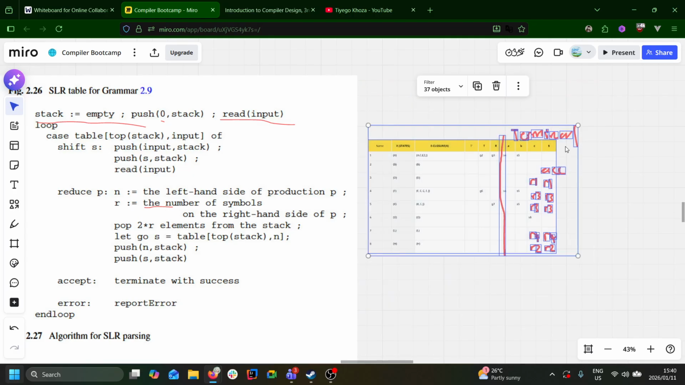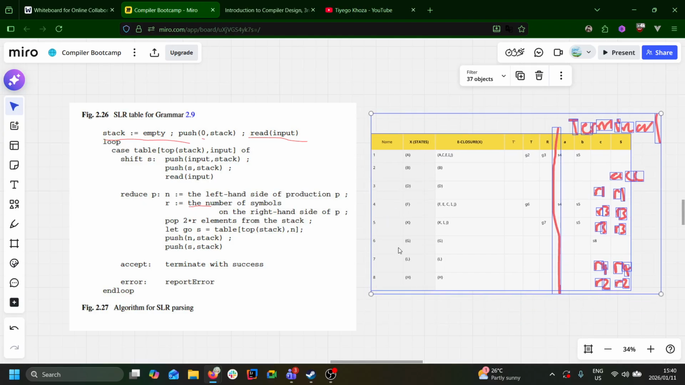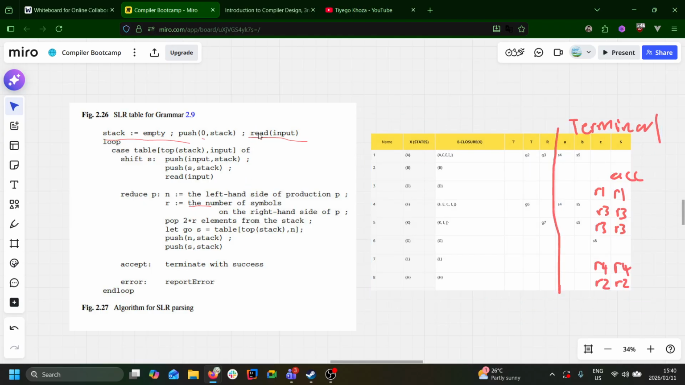Just expand a bit more. All right, here we are. So now you have read input, and read input just reads the next input. It's going to read each token one by one, and then this reads the next input.